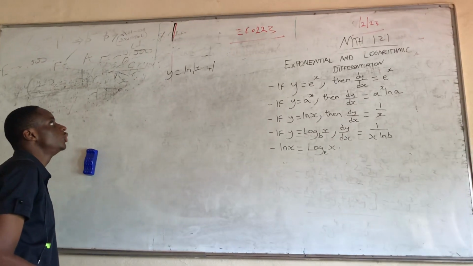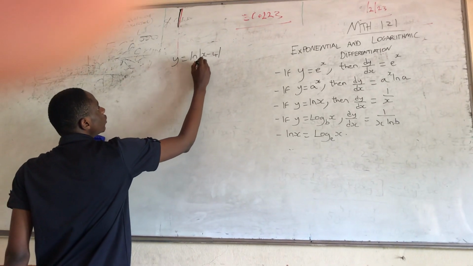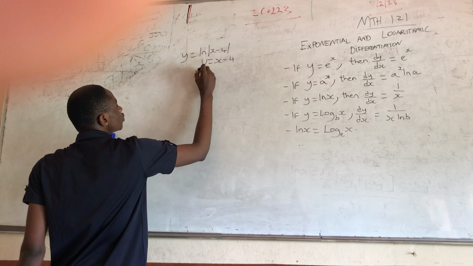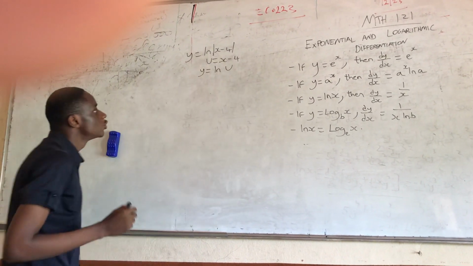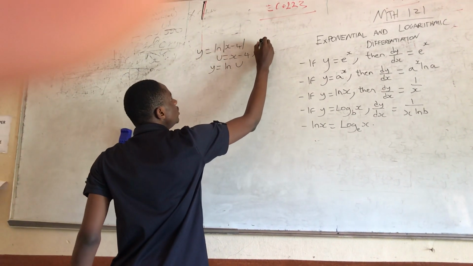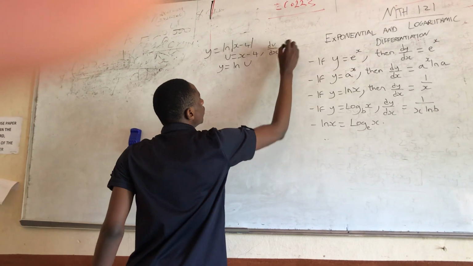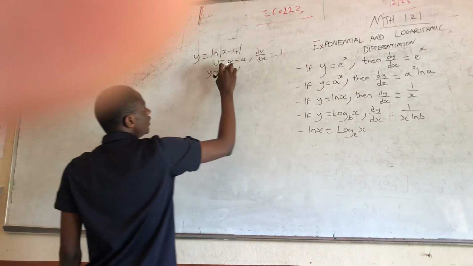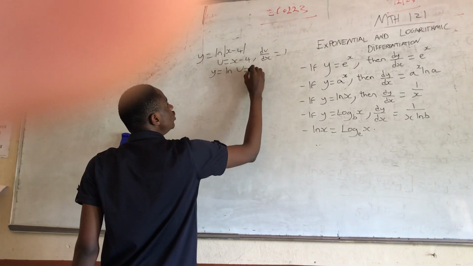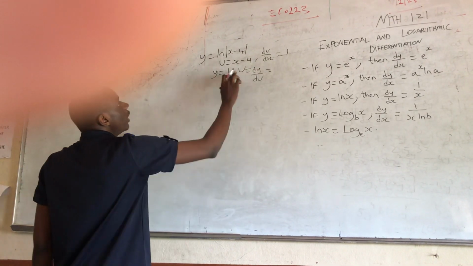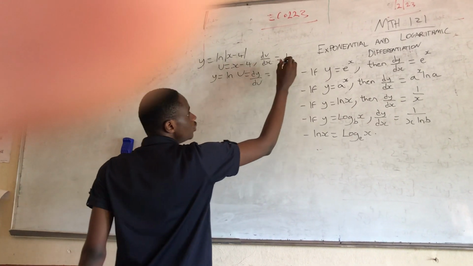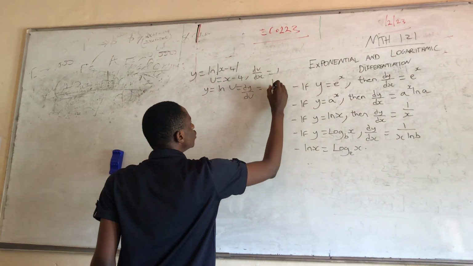So applying the chain rule, what do we do? We set u to be equal to x minus 4, and then we can set y is equal to ln u. So we can now find our du/dx and our dy/du. du/dx will be equal to 1, because the derivative of x is 1 and the derivative of 4 is 0. And then our dy/du will be equal to 1 over u, according to our standard derivative. ln x is 1 over x, so ln u is 1 over u.